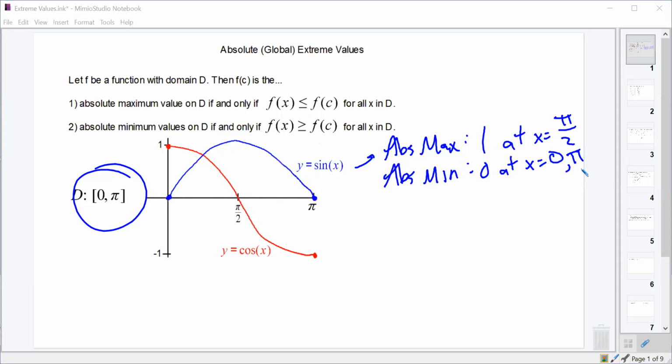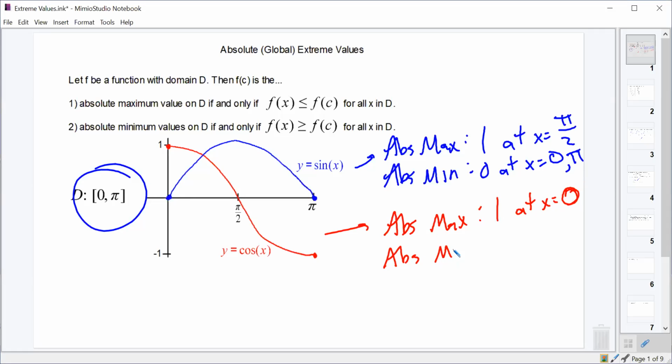What about for the cosine function? What is the absolute max on the interval from 0 to pi? 1. Where? At x equals 0. And what about the absolute min? -1. At x equals pi. Everybody good with that? All right, everyone's good with that?